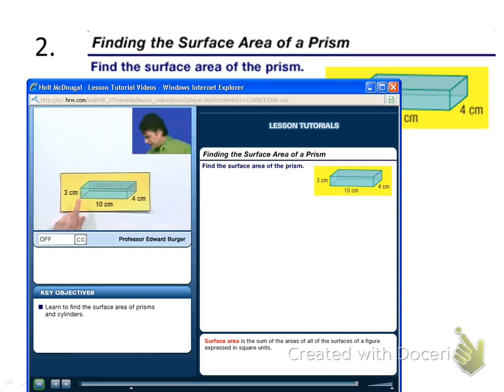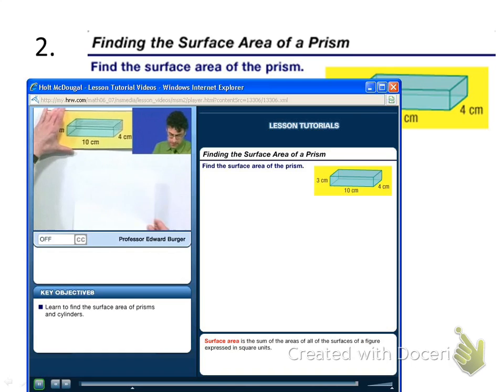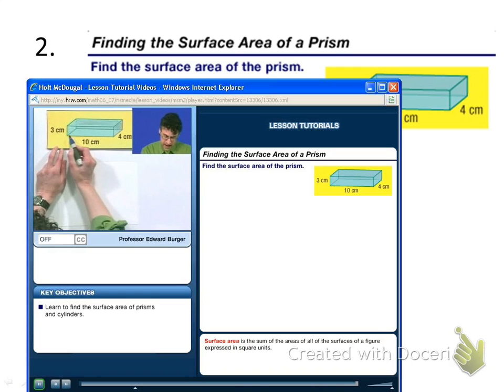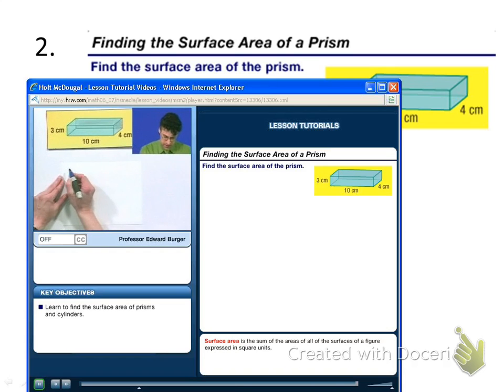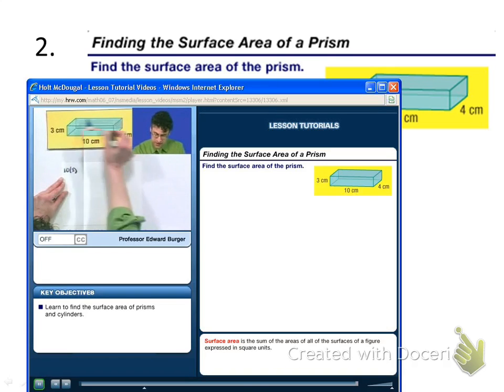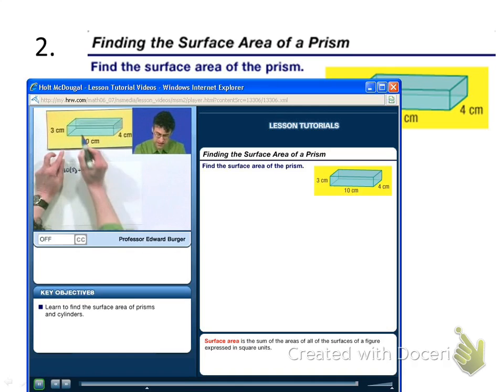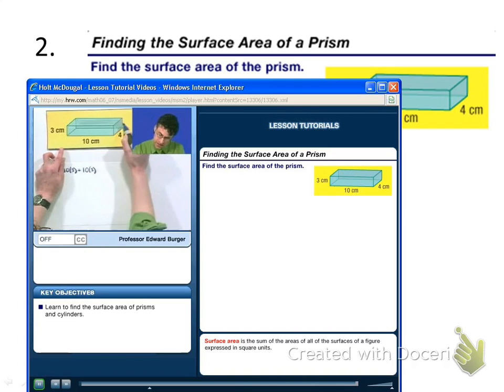So let's write this down just for fun. What we would have is the area of this front rectangle, which is 10 by 3. So 10 times 3. And then I've got another 10 by 3 in the back, so I add to that another 10 times 3, because that's the area of that back face that we can't see that's parallel to its front face.